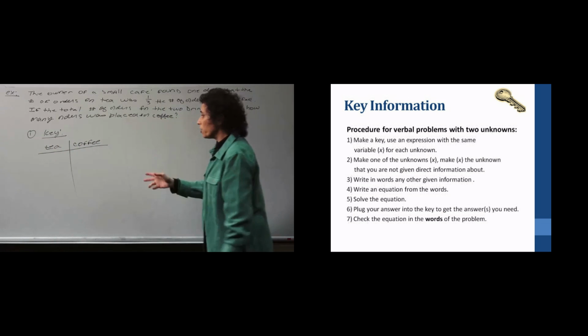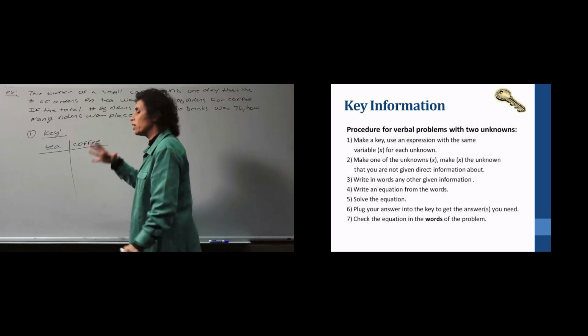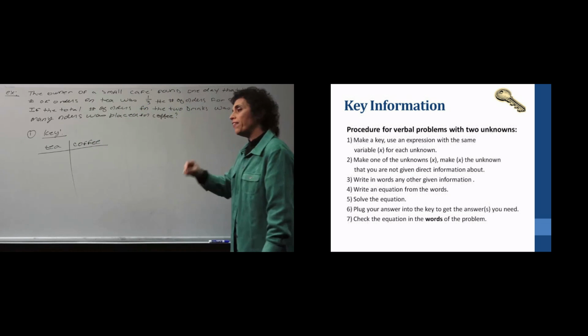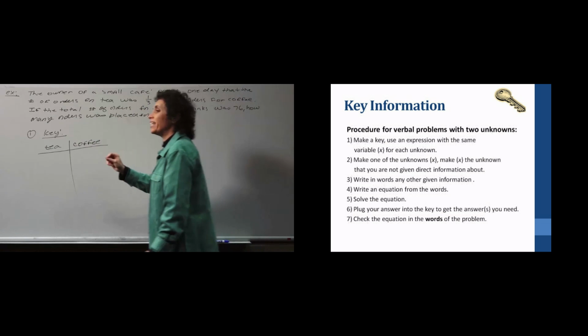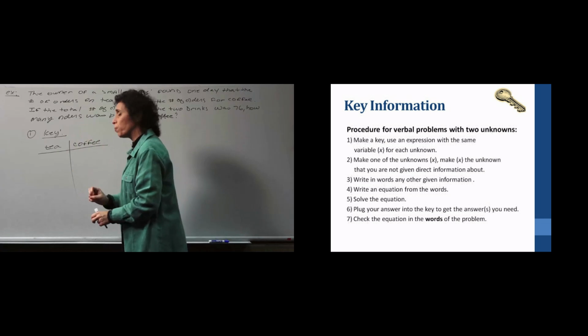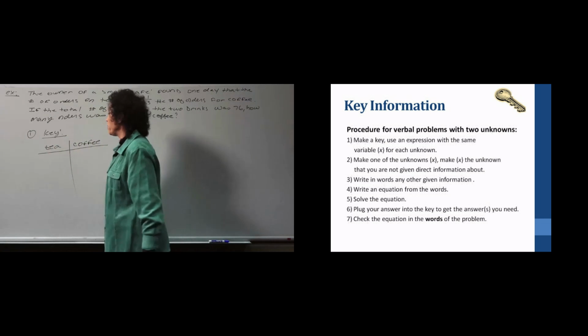When we do this, I'm going to make X, and of course there's different ways to do this, but I'm going to make X the one we have no direct information about. And then the other one is going to be an expression in X. Don't make somebody X and somebody Y. Make sure it's the same variable, and I like X. Some people like N, I like X. But you know that from lessons ago.